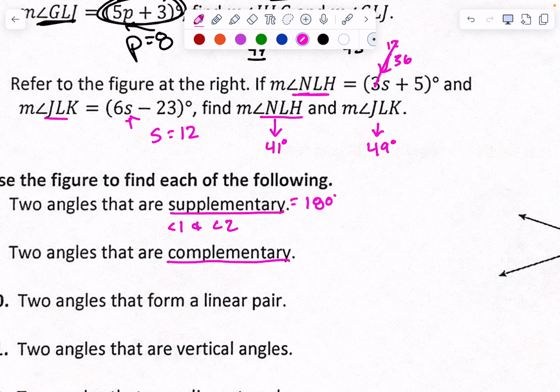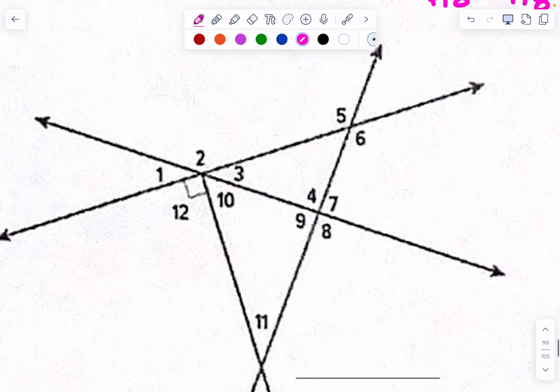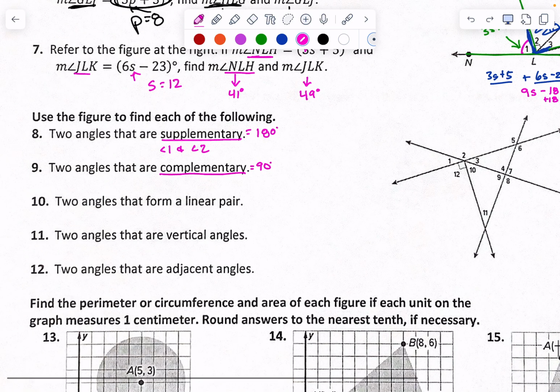Complementary means they add up to be 90. How do I know if they add up to be 90? Okay, the only square I see though is 12. And that's not two angles. I need two angles that add up to be 90. Ooh, but will 3 and 10 add up to be 90? Because these are all on a straight line. So if this is 90, then these two have to be the other 90, right? So 3 and 10 will have to be 90. Yes, you betcha. Angle 3 and angle 10. You got it.